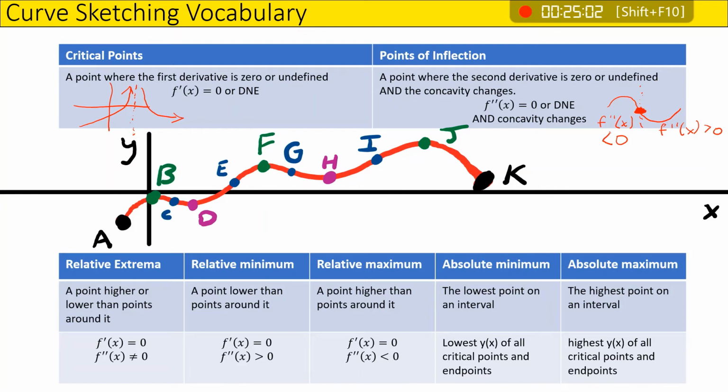Okay, I can also do that with a point of inflection, but only if our concavity actually changes. So, for the example I just had, I was concave up before that vertical asymptote, and I'm concave up after that vertical asymptote. So this is not a point of inflection because my concavity did not change.